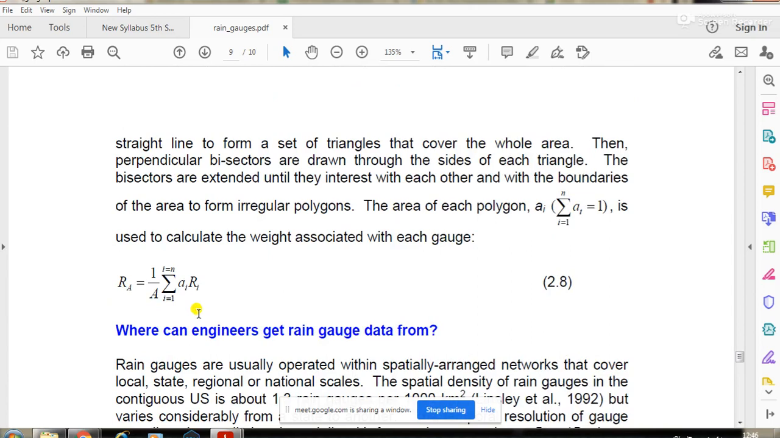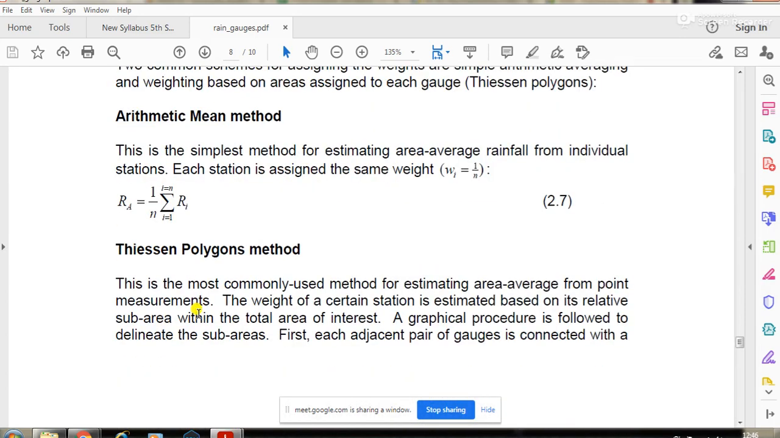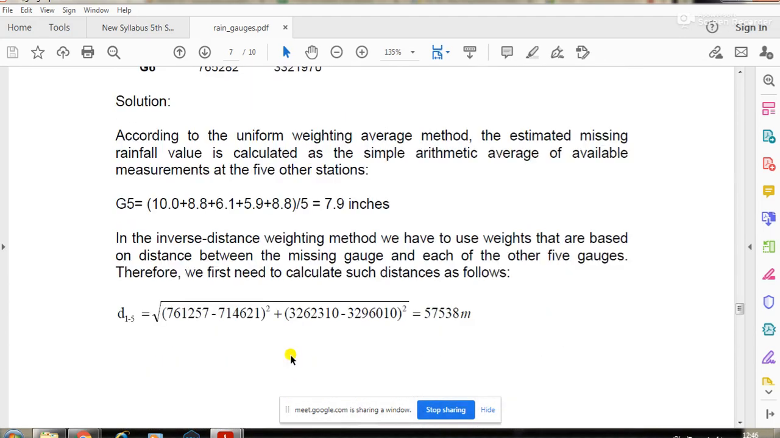We will not be going for any numerical discussion for these two formulas in today's class. Those will be done later on. But among the two methods discussed, the arithmetic mean and the Thiessen polygon method, the Thiessen polygon method will give you better accuracy.